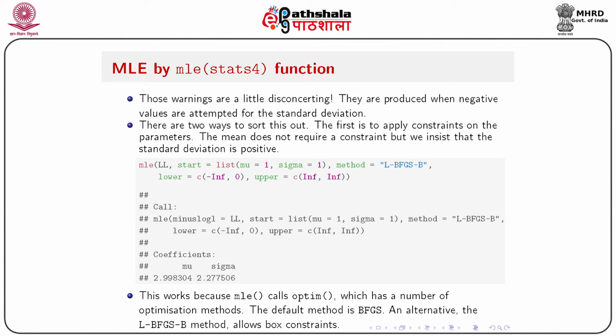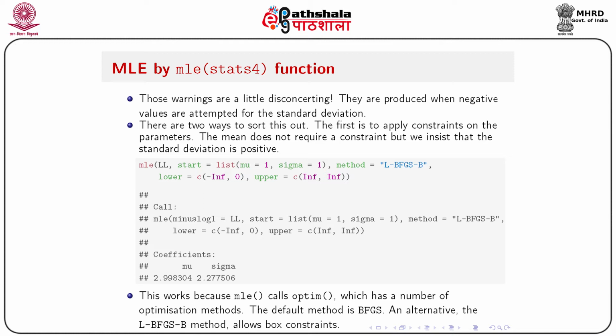Those warnings are a little disconcerting. They are produced when negative values are attempted for the standard deviation, and there are two ways to sort this out. The first is to apply constraints on the parameters. The mean does not require a constraint, but insist that the standard deviation is positive. For example, say mle(LL, start equals list(mu equals 1, sigma equals 1), method equals L-BFGS-B, and lower equals c(minus infinity, 0) and upper equals c(infinity, infinity)), and then you won't get the warning, and you will get the estimates as 2.99 and 2.27.